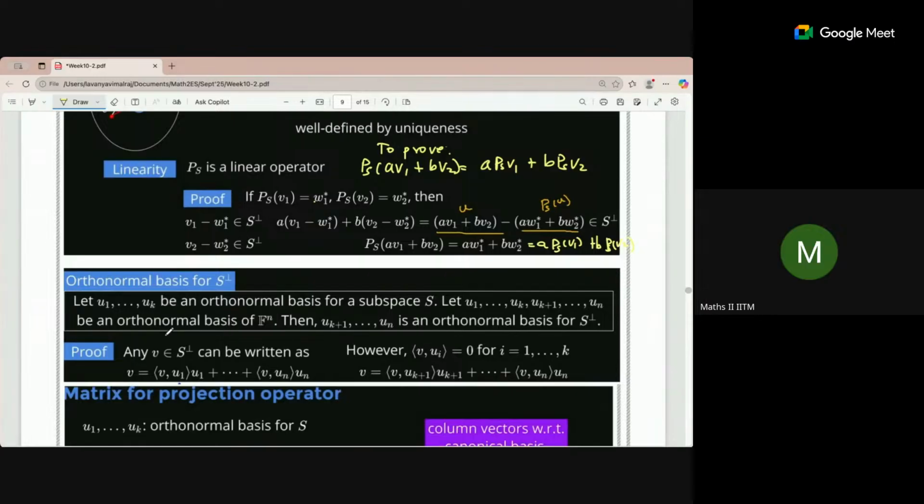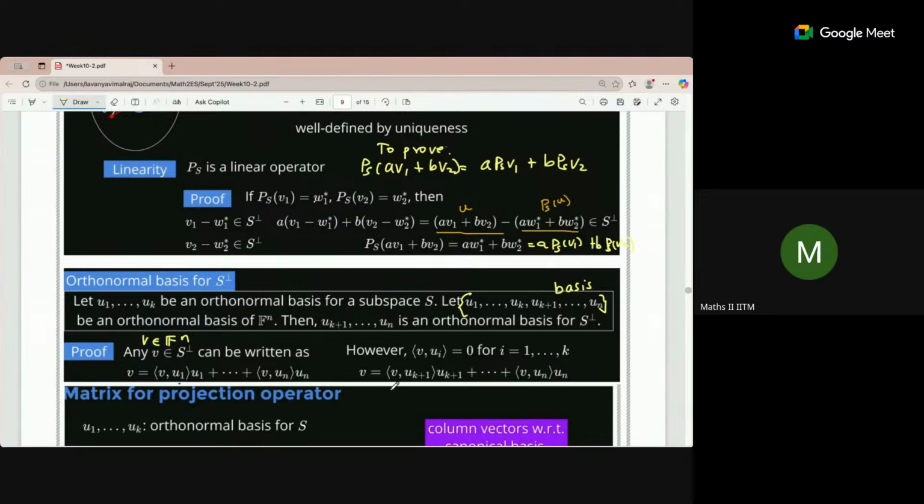What is it that we are doing? First, V is a vector in Fn, and this is a basis of Fn, so I write V as a linear combination of the basis vectors. That is step 1. Step 2: I know that V is an element of S perp specifically. So what do I know? I know that the inner product of V and Ui equals 0 for all i from 1 to k, because U1 to UK is a basis for S. So this part will become 0.